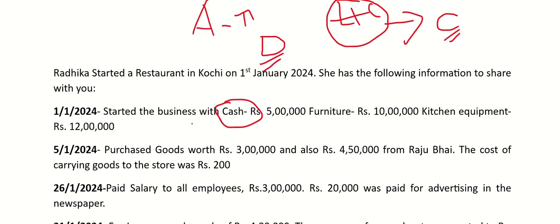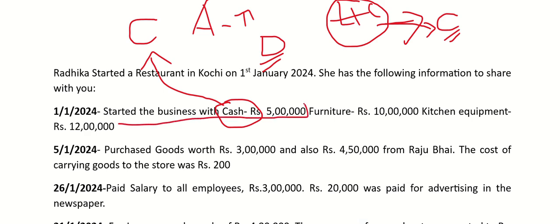At the same time, the cash was the first investment made by the owner Radhika in her business. So undoubtedly, this is the capital of the business. So when capital increases, what should we do? We should give credit to it, according to LICIC, the rule we have studied. Once again, remember this transaction: started business with cash rupees 5 lakh. Let's see how the journal entry is done there.